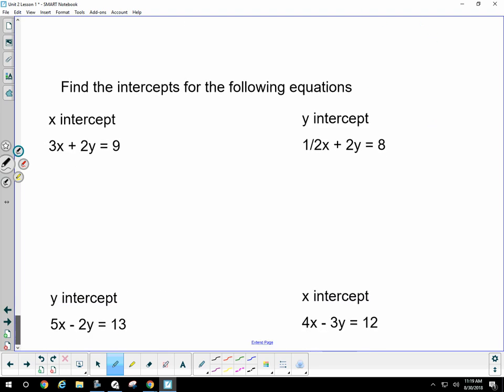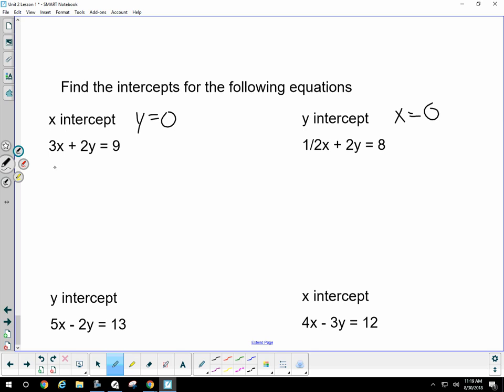You can find intercepts easily. Whenever you're asked to find an x-intercept, just plug in 0 for y. See which x value goes with that y of 0. Whenever you're asked to find a y-intercept, just plug in 0 for x. Figure out which y goes with a 0 for x.